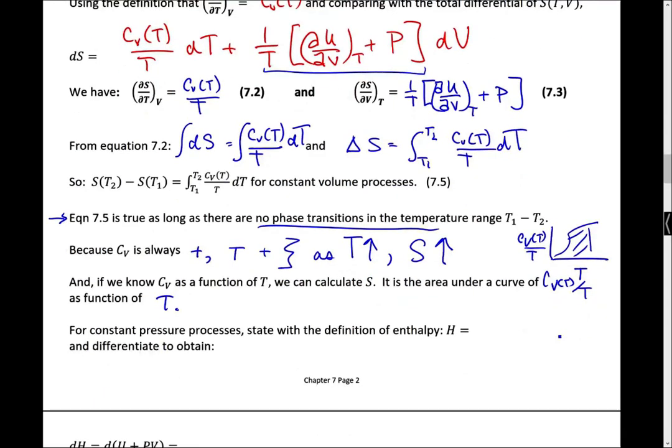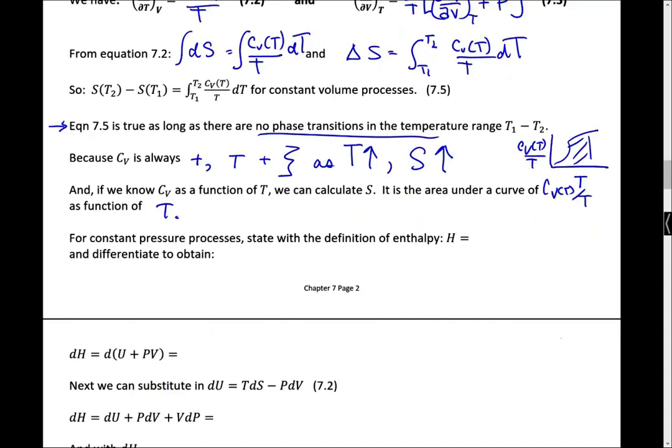That'll make sense? All right, so we're not going to be spending too much time talking about this because most processes that we're interested in aren't conducted at constant volume, right? In the real world, when we have things open to the atmosphere, it's constant pressure that's important. So we're going to be talking about the constant pressure side. And that's our next derivation that we're going to do. All right?